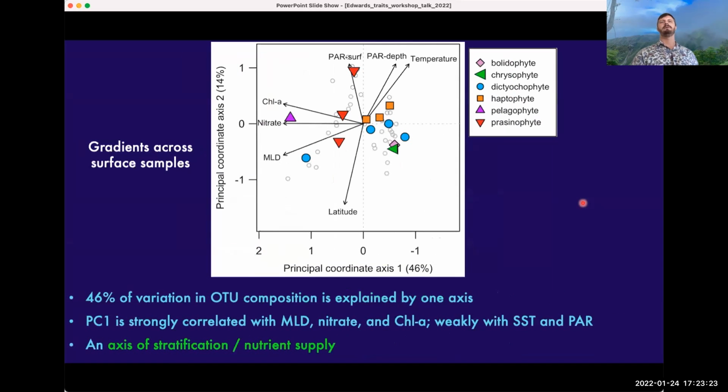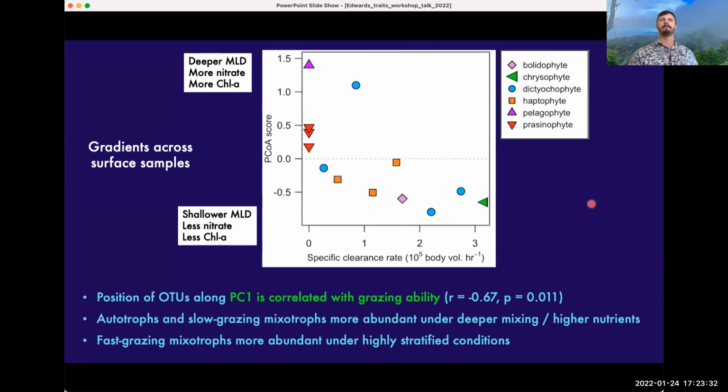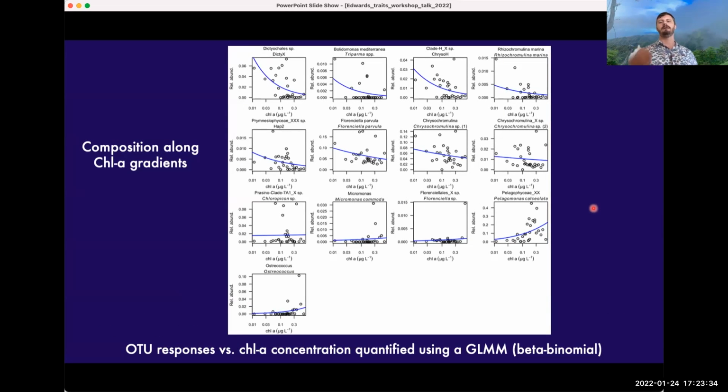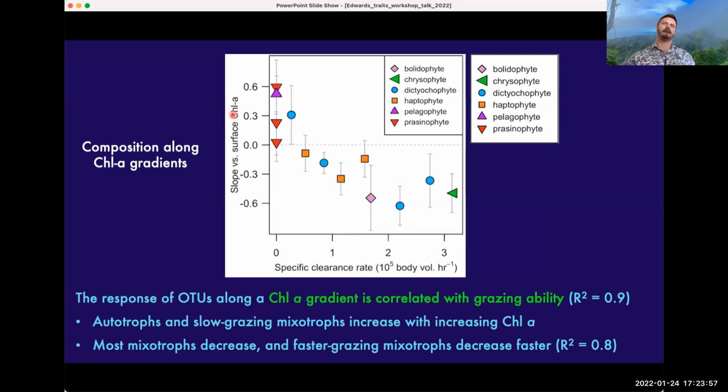And then just to pull out one of these variables, we focused on chlorophyll A because, of course, it's very commonly measured and can be estimated from space. And so we can look at how these different OTUs vary along a chlorophyll A gradient. And this is just showing slopes of relationships estimated using a generalized linear mixed model. And, you know, some of them decline as chlorophyll increases, some of them increase. And if we look at the slopes of these relationships, that's what's on the y-axis here. So this is the slope of how the OTU changes as a function of chlorophyll A concentration.